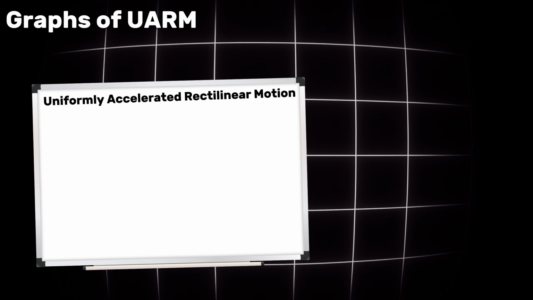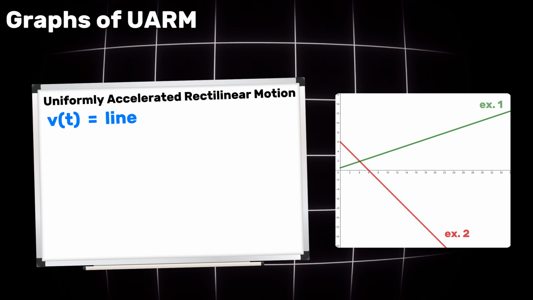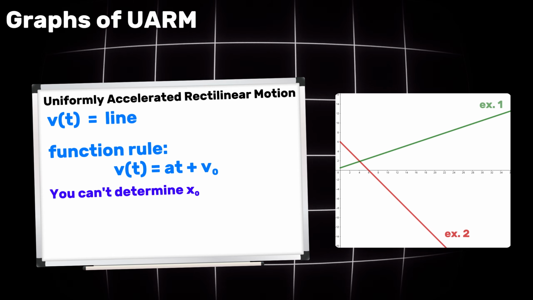The velocity versus time graph is a straight line, given by velocity at time t equals acceleration times time plus initial velocity. From this graph, you cannot determine the initial position, but you can identify the initial velocity, which is v0.